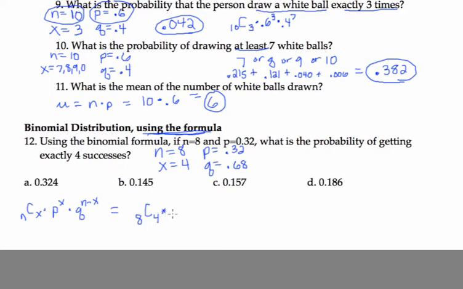Times P to the X, so 0.32 to the 4th power, times Q to the N minus X, so 0.68 to the N minus X, 8 minus 4 is 4. Plug that into your calculator and find the probability.